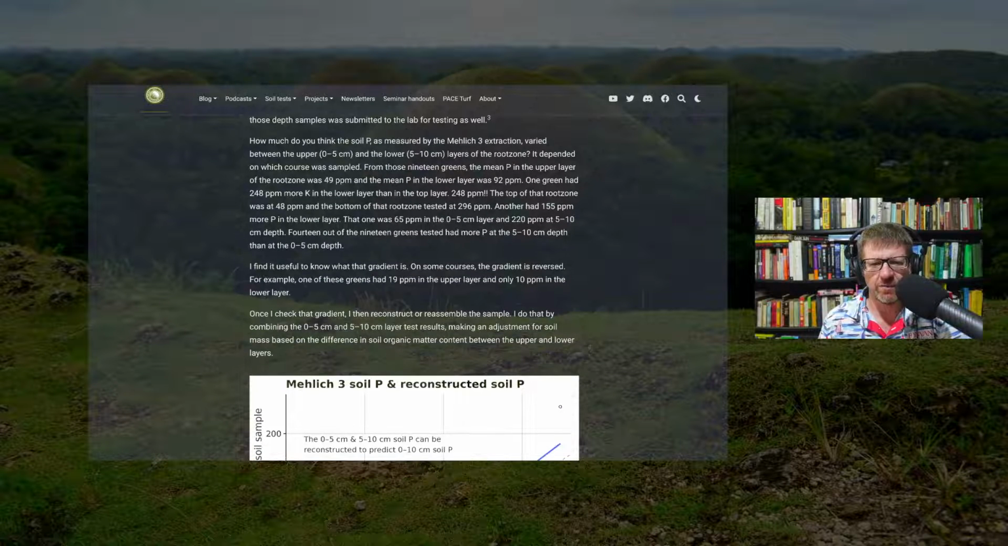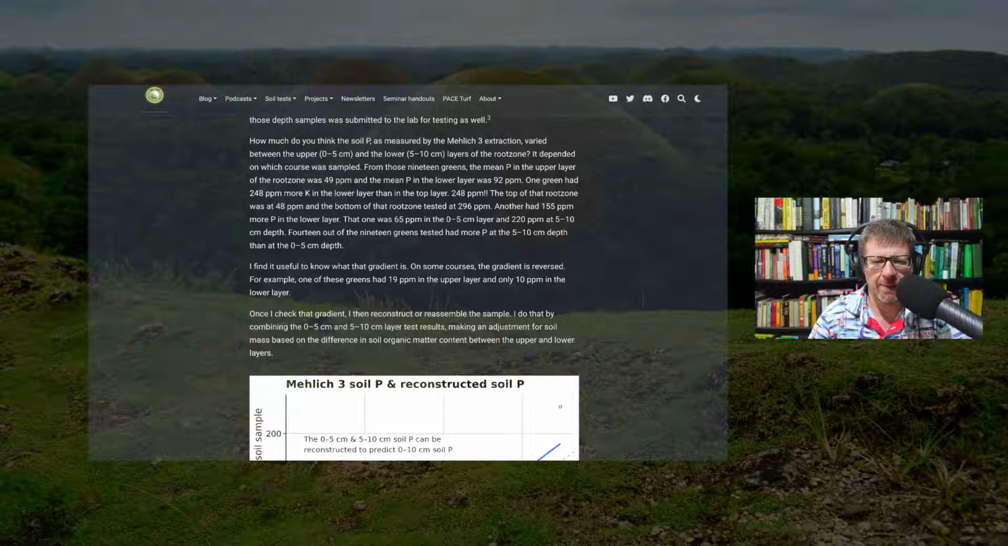I wrote in the post about some of the variation that I measured just in this small experiment with 19 different golf courses. I said, how much do you think the soil P as measured by Mehlich 3 extraction varied between the upper and the lower layers of the root zone? It depended on which course was sampled. From those 19 greens, the mean phosphorus in the upper layer of the root zone was 49 parts per million, and the mean phosphorus in the lower layer was 92 parts per million.